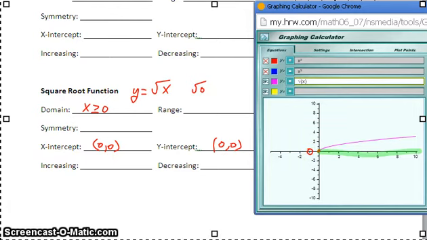The range, what y values work, we'll notice that the graph is completely above the x-axis, so therefore those are all the positive values as well. So y is greater than or equal to 0.